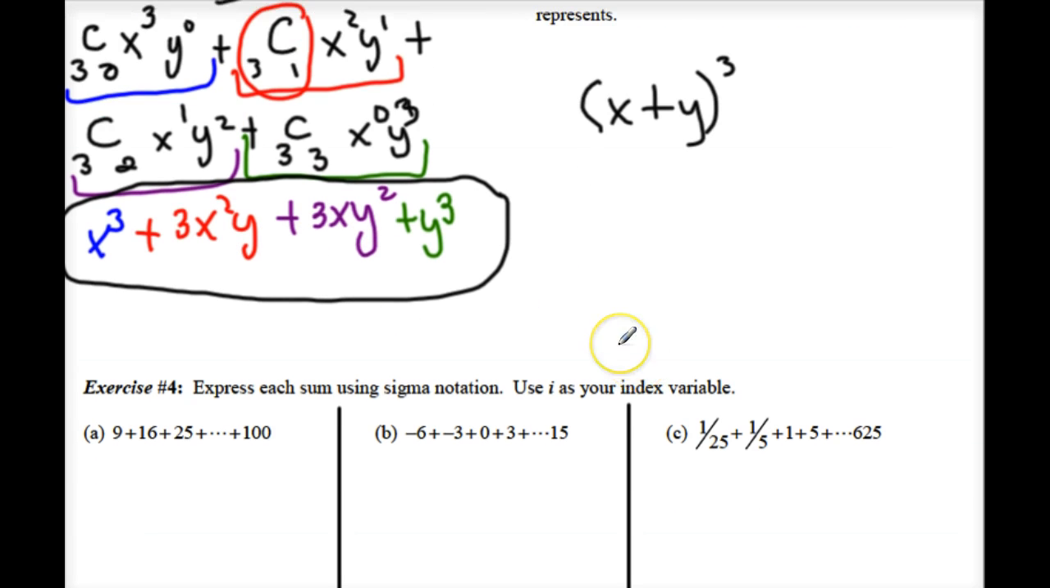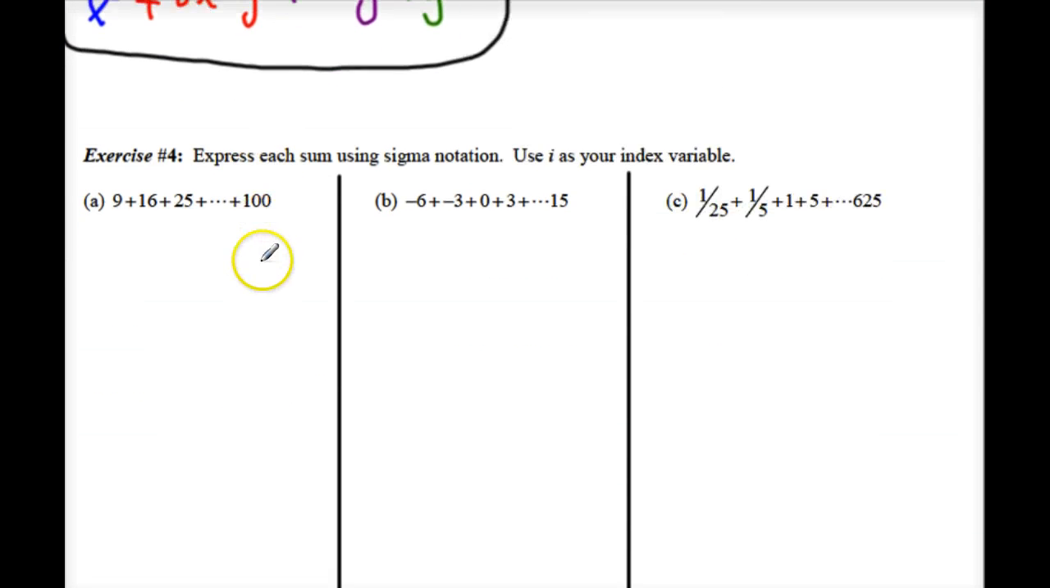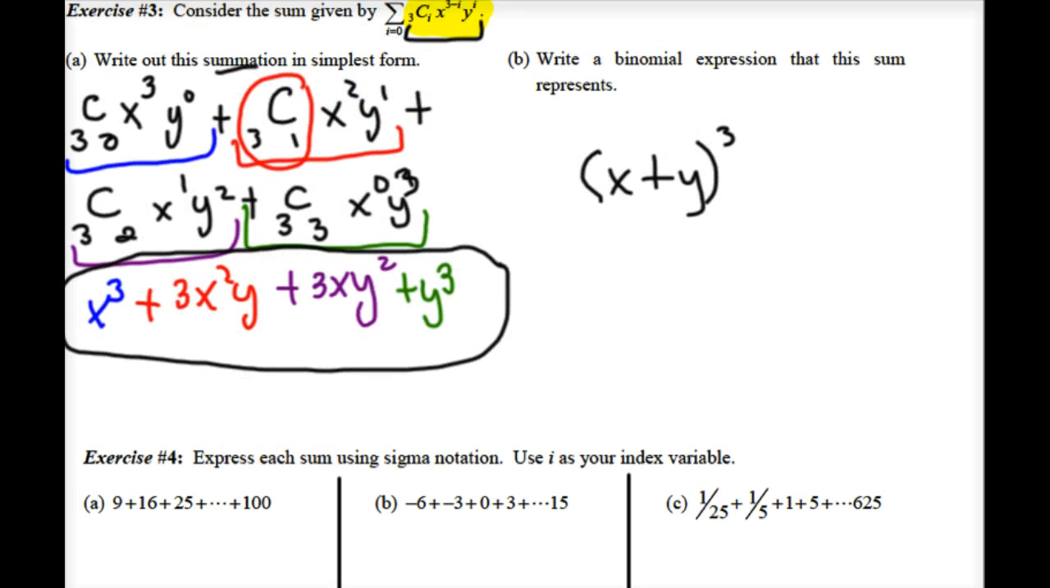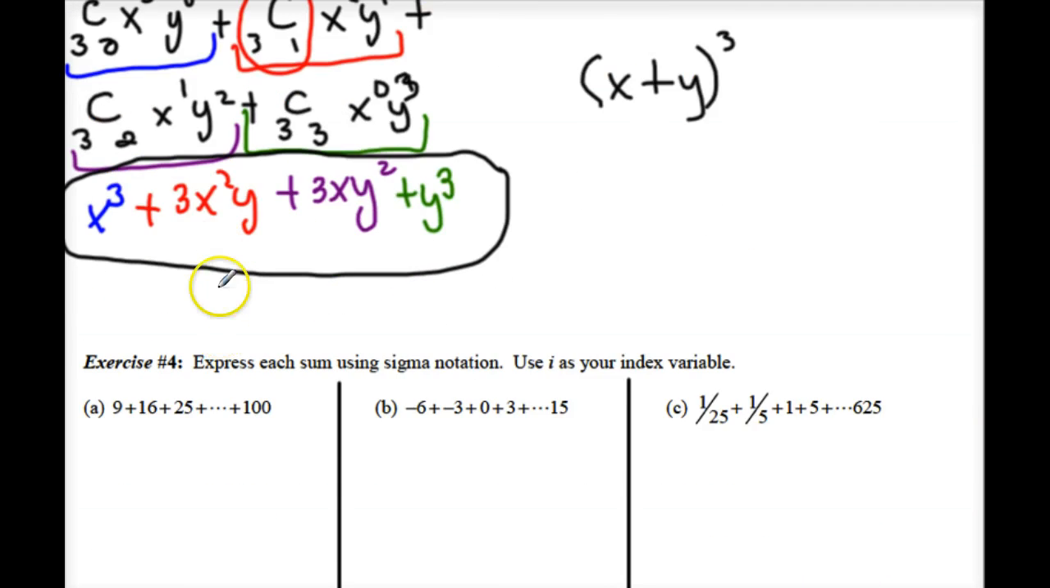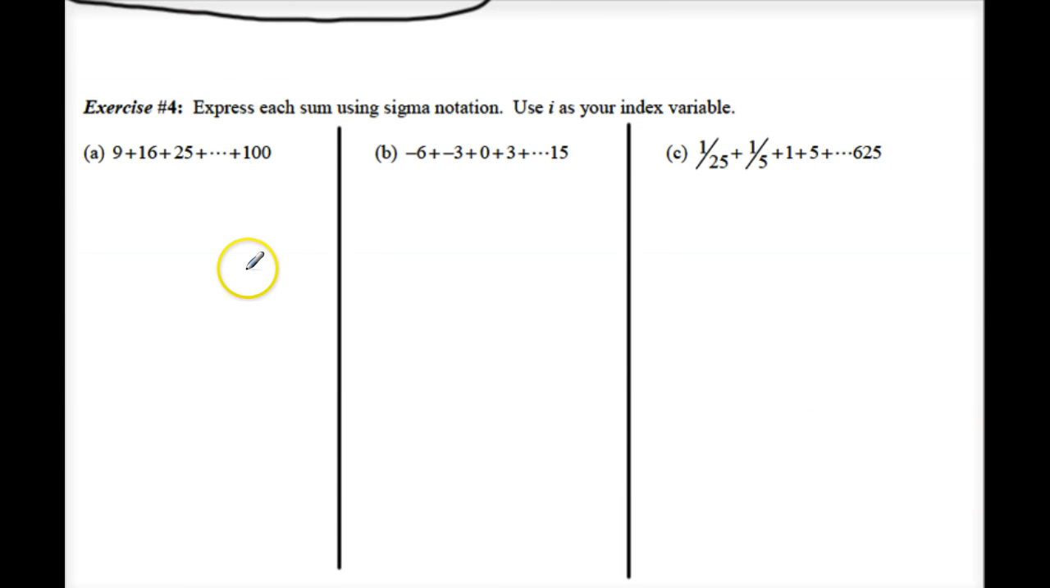Before we move on, it's always good to be able to place a sum in sigma notation. These answers, though, will not be unique. So we're kind of going backwards. In the previous example, I gave you the function and you found the series or the sum. Now, for number 4, A, B, and C, I'm giving you the series or the sum, and I want you to write a sigma notation of something with a function.